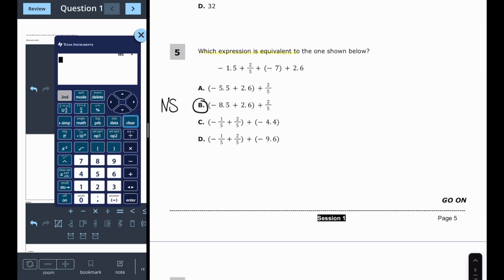The first one is a number sense problem. I wanted to know which one was equivalent. And so at first I kind of made this problem harder than it had to be, and you'll see in a second why. At first I started figuring out, well, what would this entire expression be equal to?